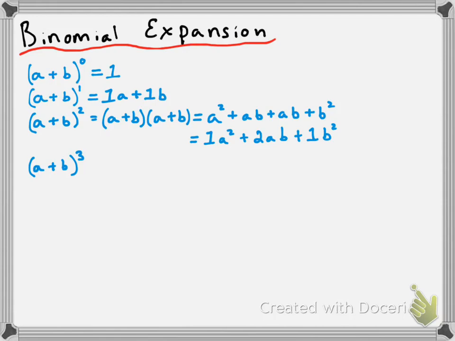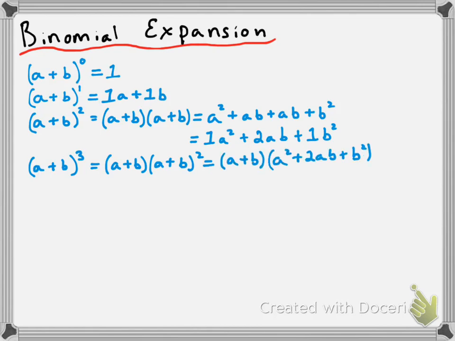To make this easy to expand out, a plus b to the power of 3 is just a plus b times a plus b squared, of course. And we actually just calculated what a plus b squared is. So that means we have a plus b times a squared plus 2ab plus b squared, just like we showed above. And then of course we can apply distribution to this as well. So we do a times a squared, which gives us a cubed, a times 2ab, which is plus 2a squared b. Then we do a times b squared, which is plus ab squared.